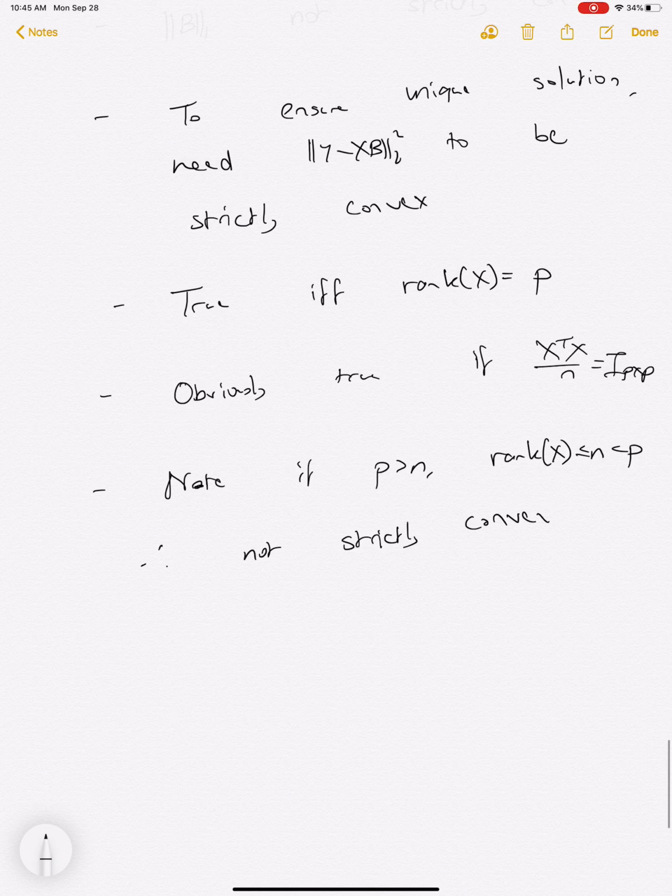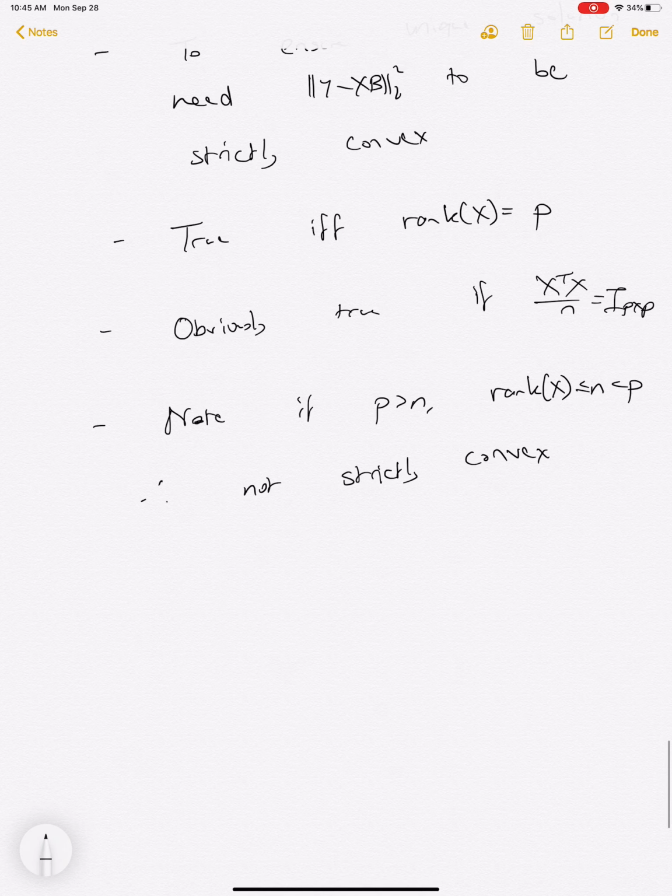This is often referred to as the high dimensional regime. So typically you're actually not going to get a strictly convex objective. And in fact, for high dimensional problems, your solution usually isn't unique. But the good thing is, even though the solution is not unique, all of the local minimizers are still global because it's convex.